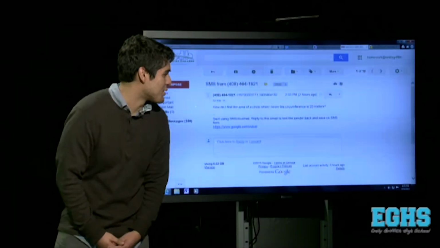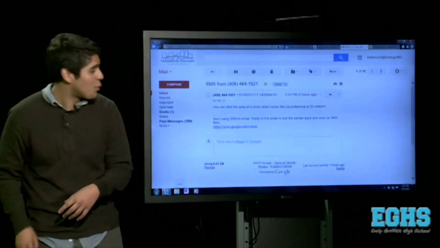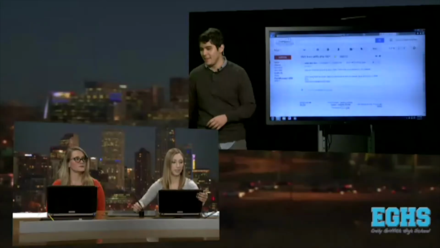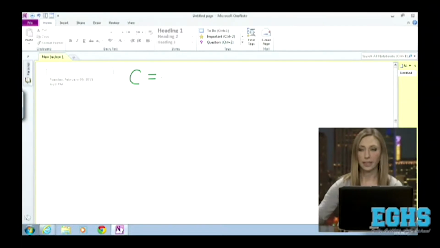How do I find the area of a circle when I know the circumference is 20 meters? Okay, I can definitely answer that. That's actually a two-part question. So you said the circumference was 20 meters? Okay, so we have to find the area of the circle, given that the circumference is 20 meters. All right, so two parts to this.